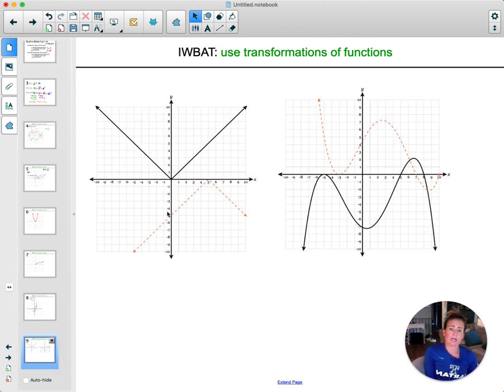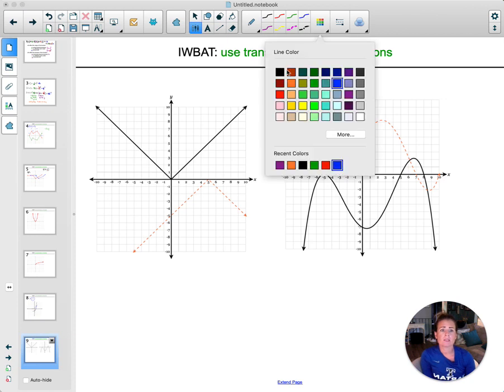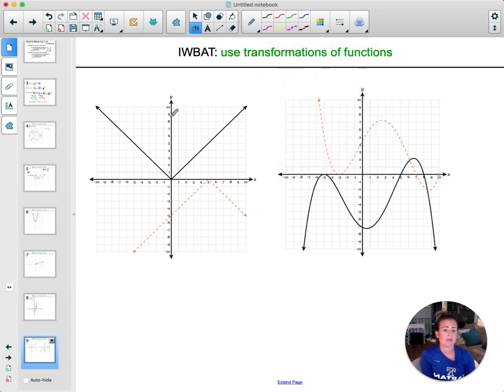Then let's write a couple equations here for these. So what is the transformation? We don't even need to know the function. You maybe know this is the absolute value of x, but you probably don't know this one. So we'll just call this one f of x, and we'll call this one g of x, and then we'll write the new function.